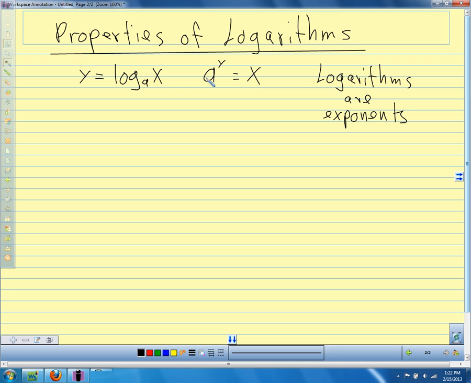Logarithms are exponents. So the properties of logarithms have to do with the properties of exponents. We have three of them that we're going to talk about. The first one, log base a of x times y, or multiplying two numbers together, equals log base a of x plus log base a of y. So logarithms turn multiplication into addition.